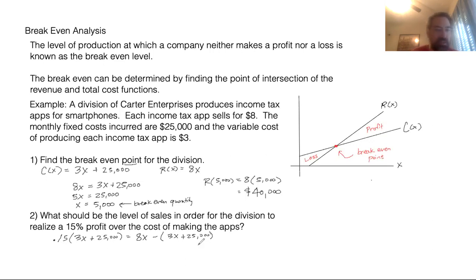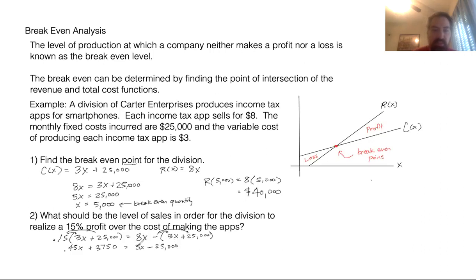Okay, so now let's see if we can simplify this to arrive at the sales level that we need to reach that 15% profit. So on the left-hand side, 0.15 times (3x plus 25,000). 0.15 times 3x is 0.45x. 0.15 times 25,000 is 3,750. On the right-hand side, don't forget to distribute your minus sign. That's 8x minus 3x, which is 5x, and minus 25,000.